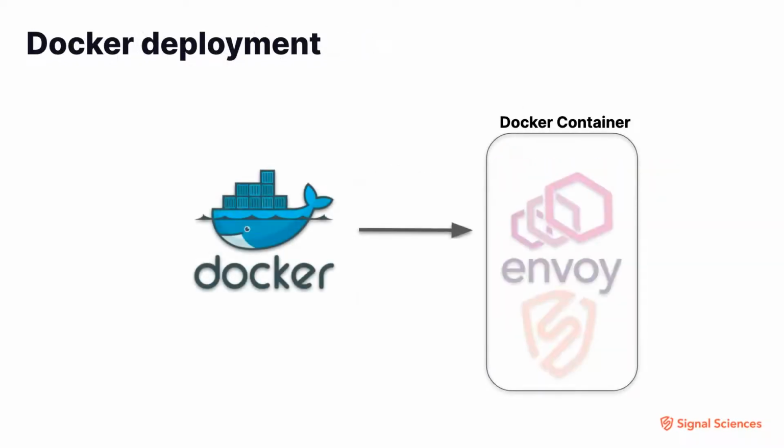And for our second example, we're going to show how Signal Sciences can be deployed in a microservices environment. Here we have an Envoy proxy running in a Docker container. We're going to be able to configure the agent and module with Envoy right in the Docker file.